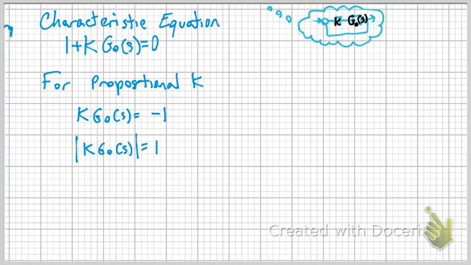And the angle of KG_o(s) will be equal to 180 degrees, because if we visualize a -1, if we have a point at -1 on our real-imaginary plane, that would be 180 degrees from our starting angle.